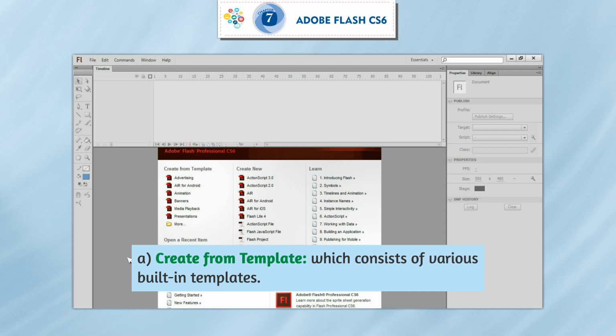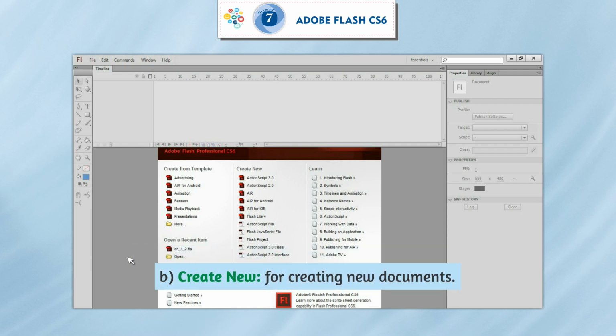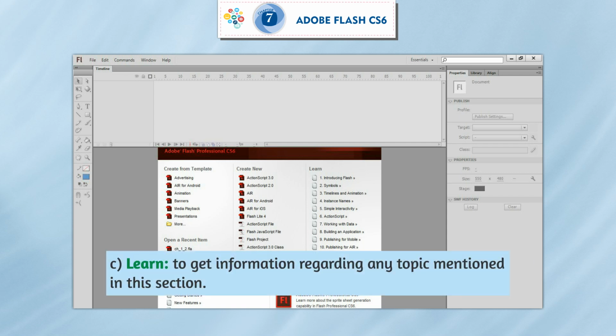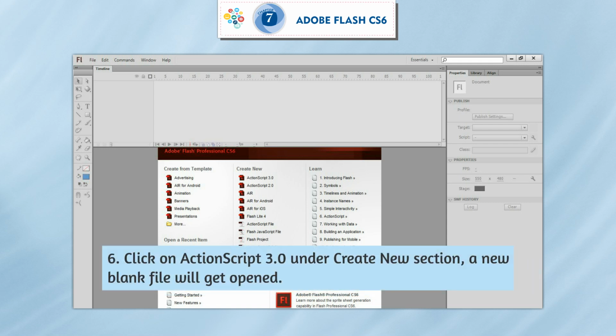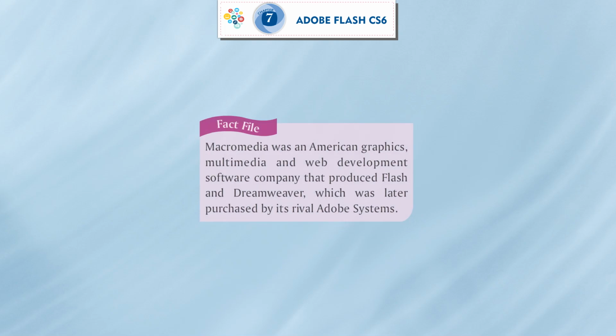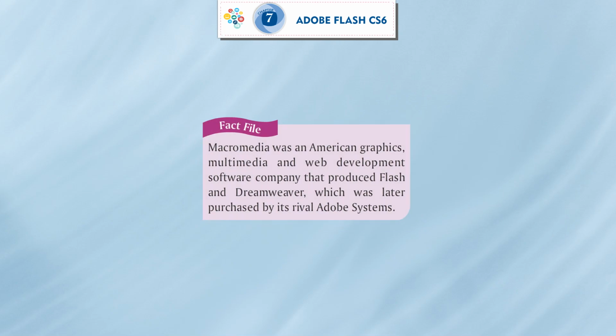A. Create from template, which consists of various built-in templates. B. Create new, for creating new documents. C. Learn, to get information regarding any topic mentioned in this section. 6. Click on ActionScript 3.0 under the Create New section. A new blank file will get opened. Fact File: Macromedia was an American graphics, multimedia and web development software company that produced Flash and Dreamweaver, which was later purchased by its rival Adobe Systems.